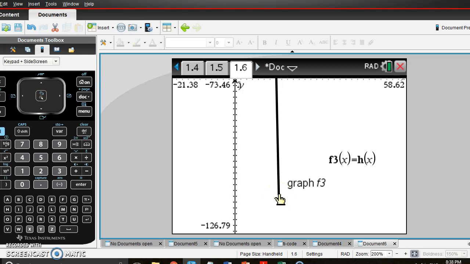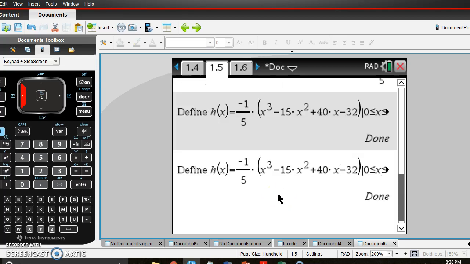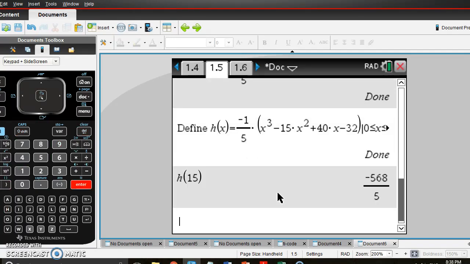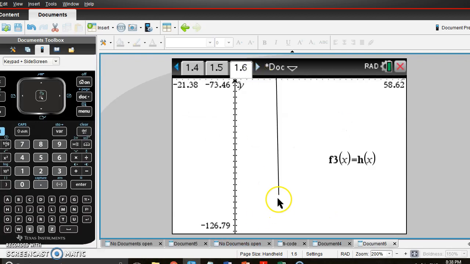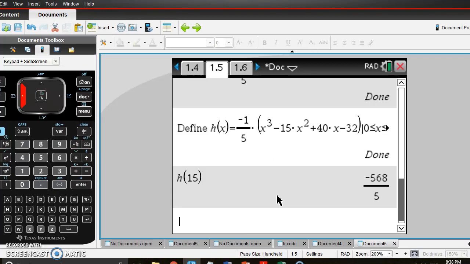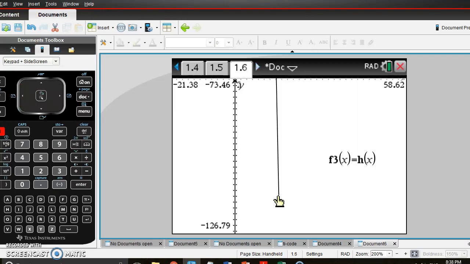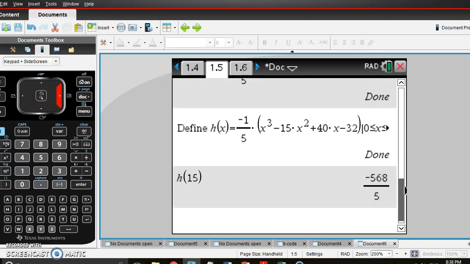So what we'll do is we'll go back to this. For the endpoint at 15, we've got h of 15. We have negative 5 and then negative about 100, or that's what we'd say. So we'd say this endpoint is at 15 and negative 568 over 5. Then we know to label some turning points as well. So whoops, wrong way.